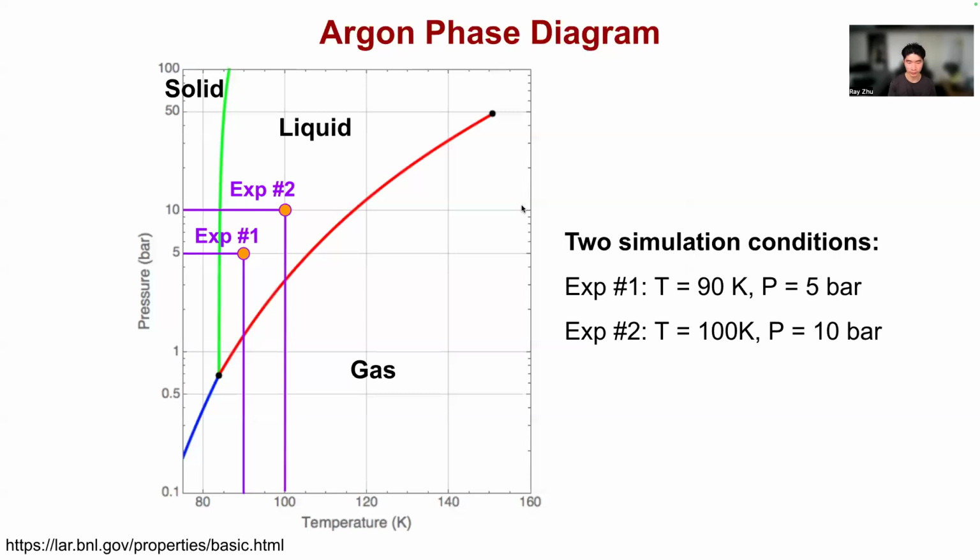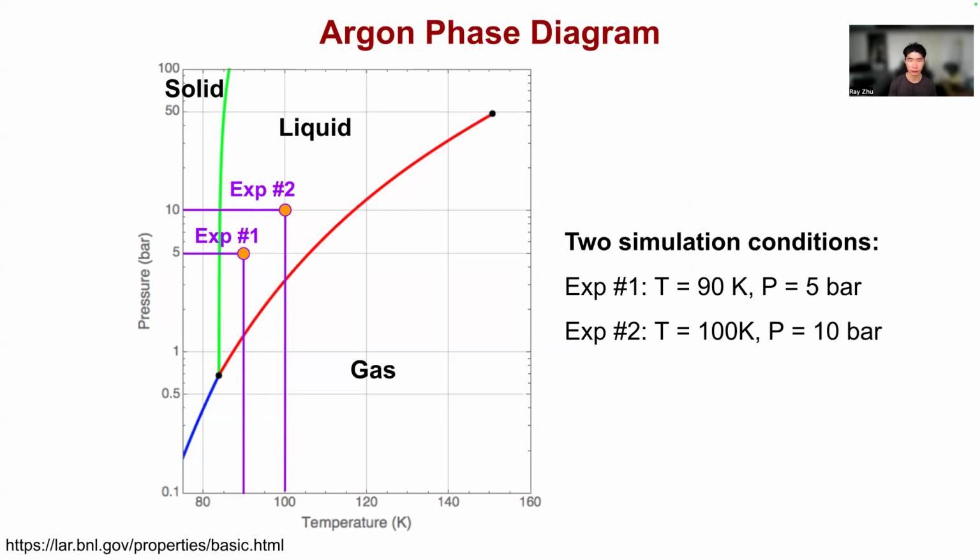In terms of the system of interest, for the solvent, we're interested in liquid argon. Here I'm showing the argon phase diagram. In this work, I designed 2 simulation conditions. We call them experiment number 1 and experiment number 2.